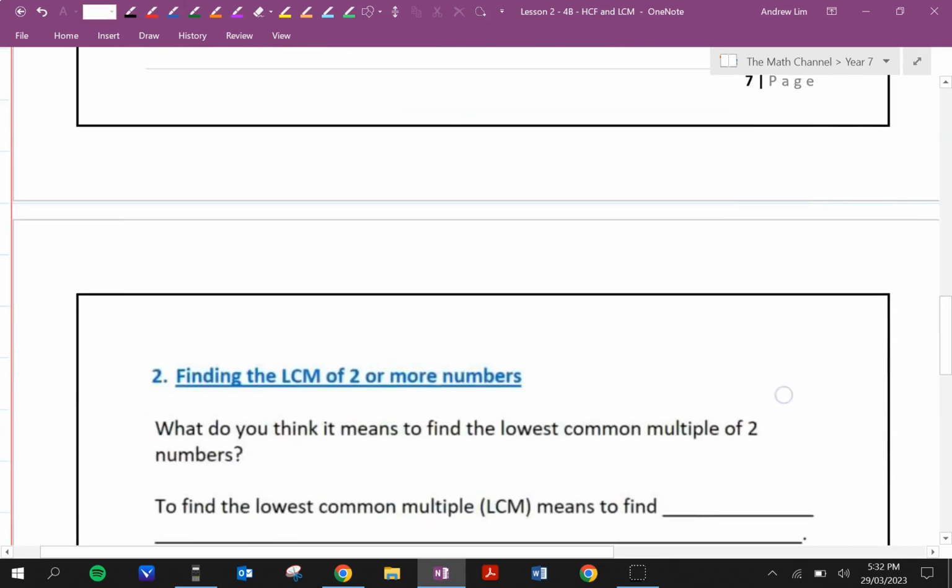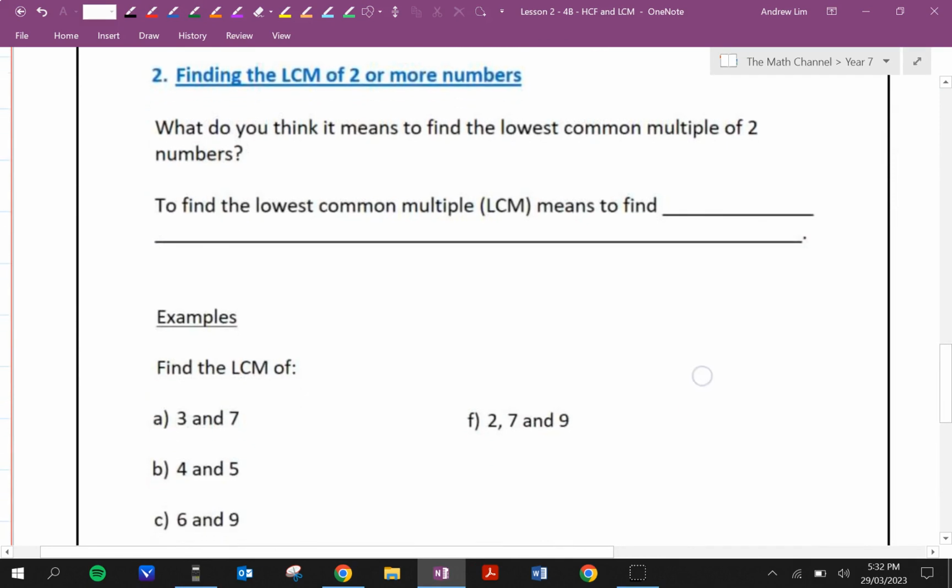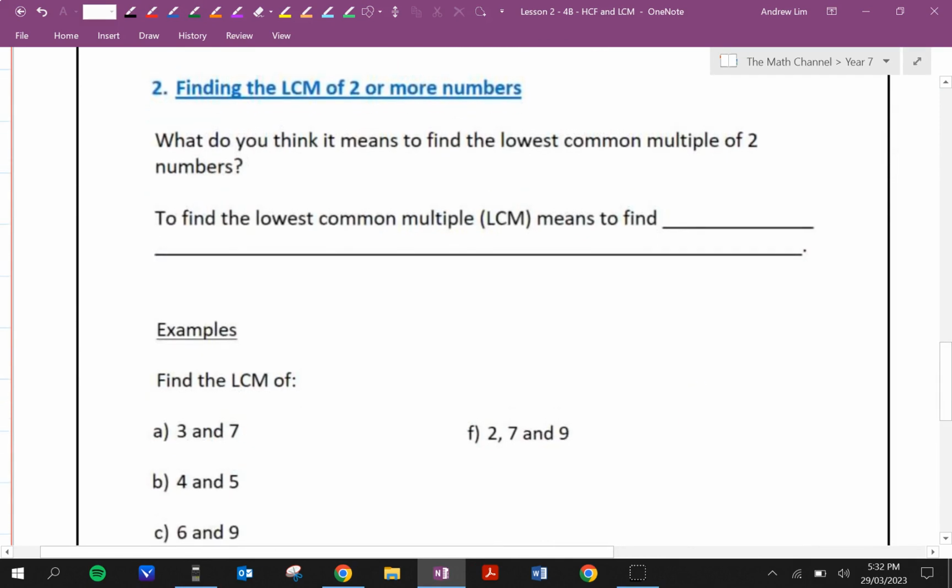Alright. I hope you are more confident in finding the highest common factor of 2 or more numbers. So now let's have a look at finding the lowest common multiple of 2 or more numbers. What do you think it means to find a LCM, the lowest common multiple of 2 numbers? Again, if you're by yourself, think about it, see if you can come up with a definition. If you're in a class, discuss it with someone next to you.